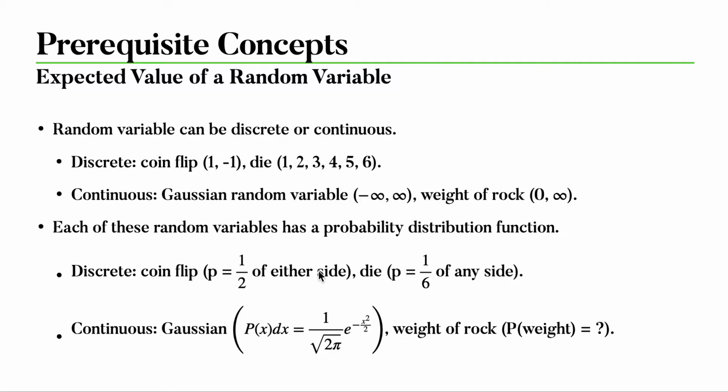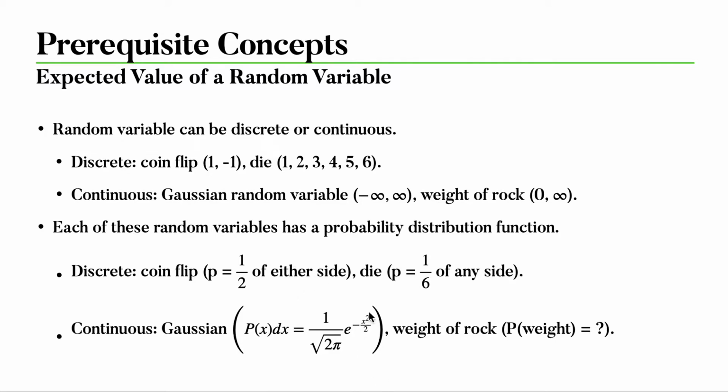And each of these random variables has some probability distribution function. For the discrete case, we call it a probability mass function because you have a chunk of mass allocated to each outcome. So for a fair coin, for example, you have a probability of 1/2 of getting either side. For the die, it's a sixth of any side. But for the continuous random variable, instead of calling it a mass function, we call it a density function because there's an infinite number of outcomes, and we want to know how dense the probability mass is in a particular neighborhood of points.